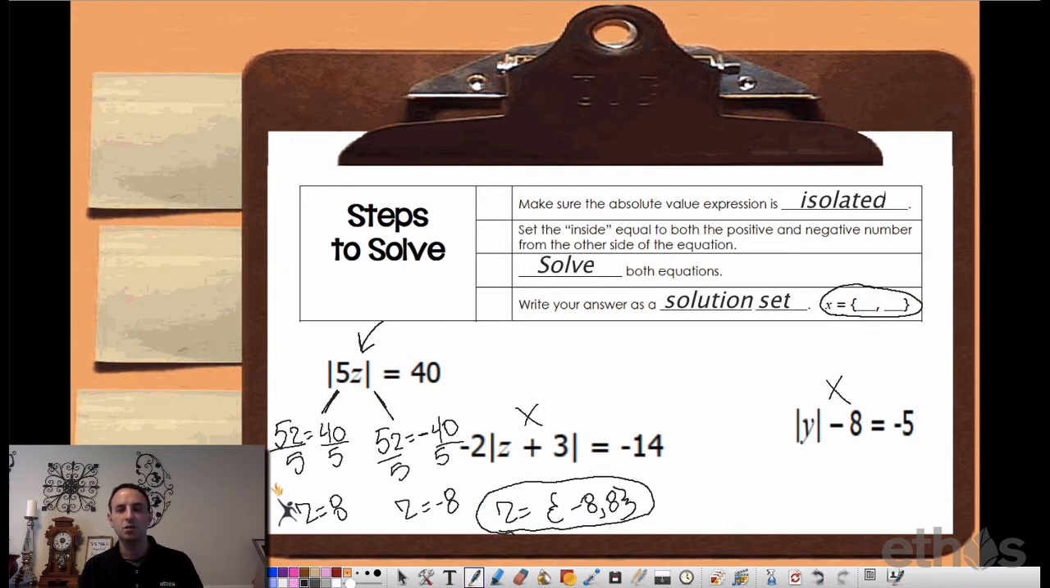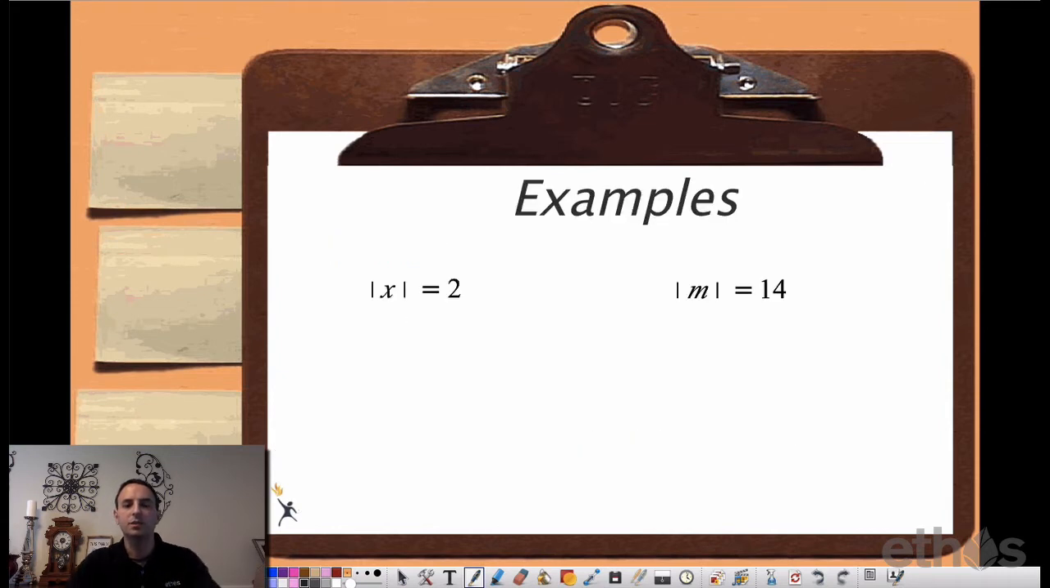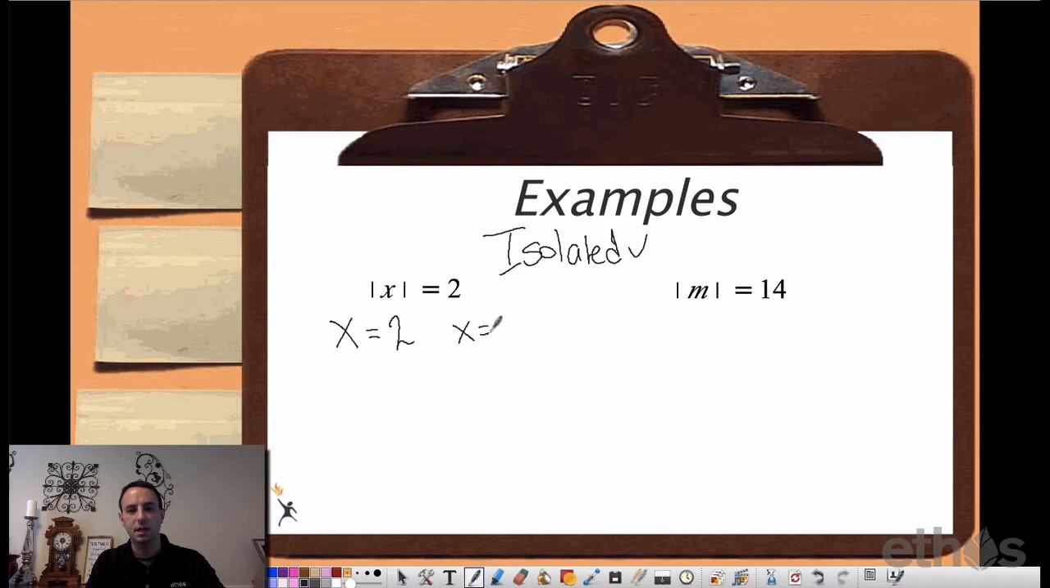Okay, so you get the concept, and now we're going to look at how we take these and solve them as we go through it. But what I want to start with is just practicing working through ones that are already isolated. These are already isolated, so that's a check mark here. Isolated just means it's all by itself. If we're going to set this equal, we get rid of the absolute value sign and set equal to the positive and the negative value.